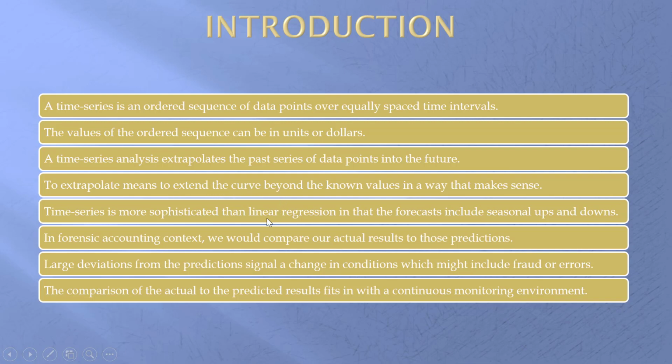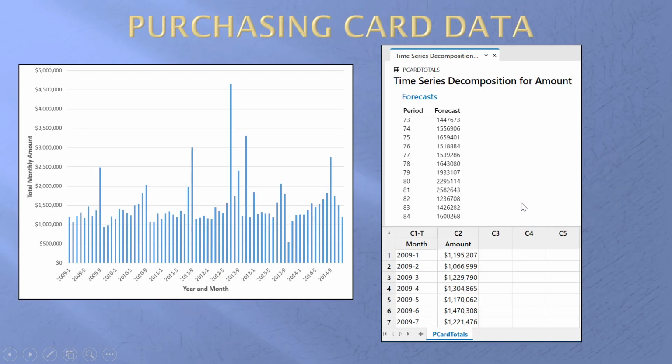It's more sophisticated than linear regression. Right over here, the word linear means straight line, and the forecasts here will include the seasonal ups and downs. We want to compare our actual results to those predictions. Large deviations signal a change in conditions, which could be fraud or errors. This fits in really well in a continuous monitoring environment.